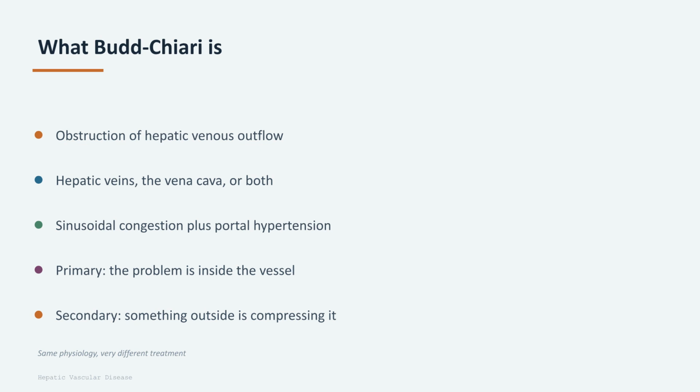And there are two forms. Primary means the problem is inside the vessel, usually a thrombosis. Secondary means something outside the vessel is compressing it, a tumor or another mass pressing on the vein. Same physiology, very different treatment.